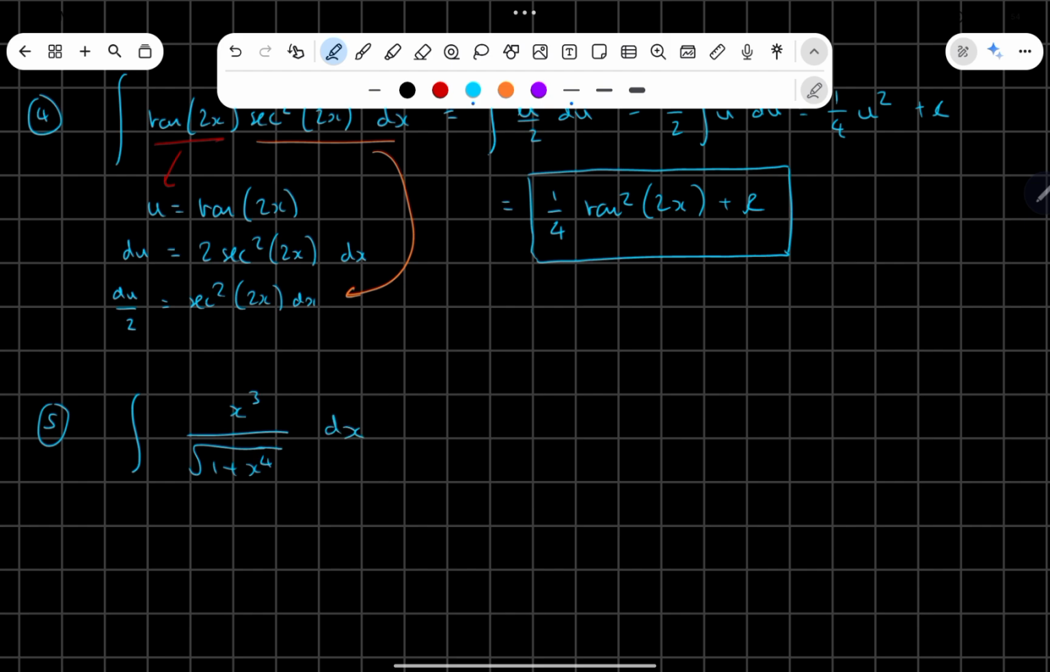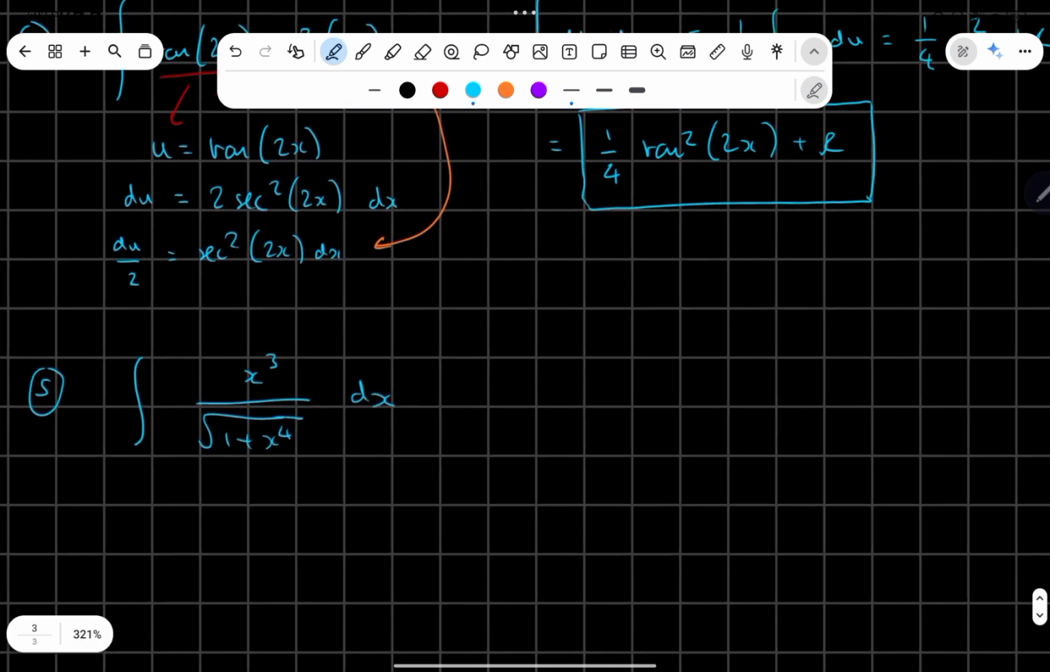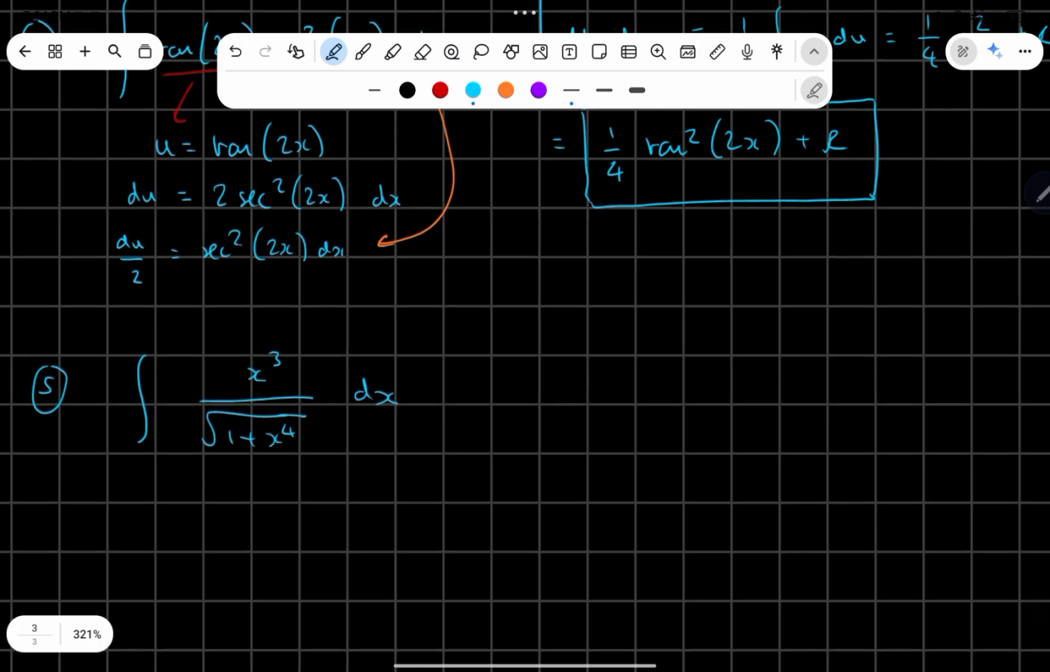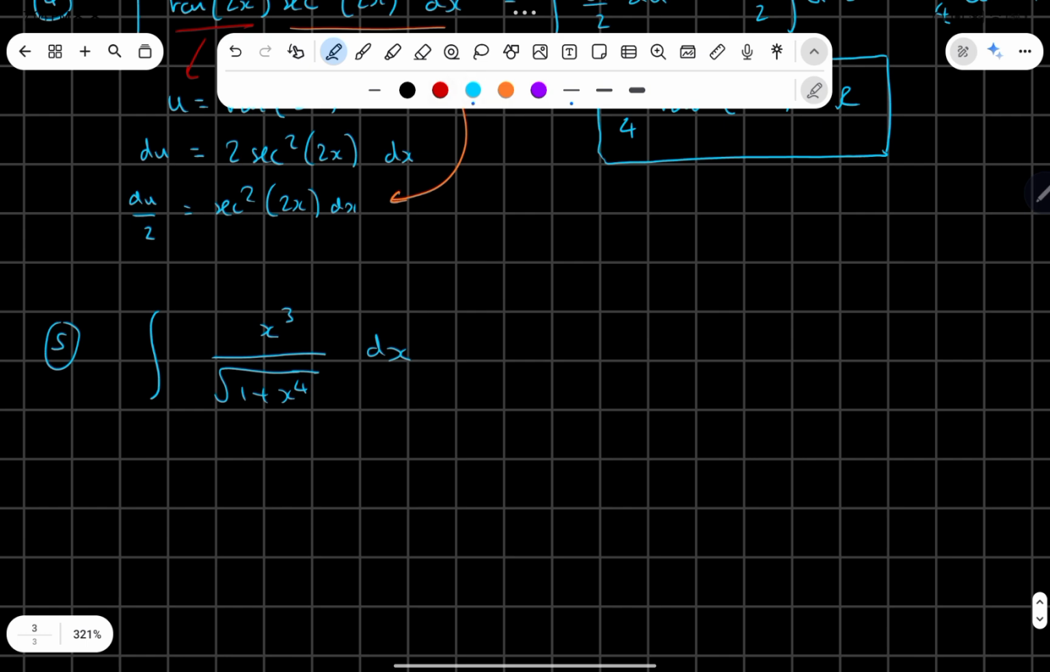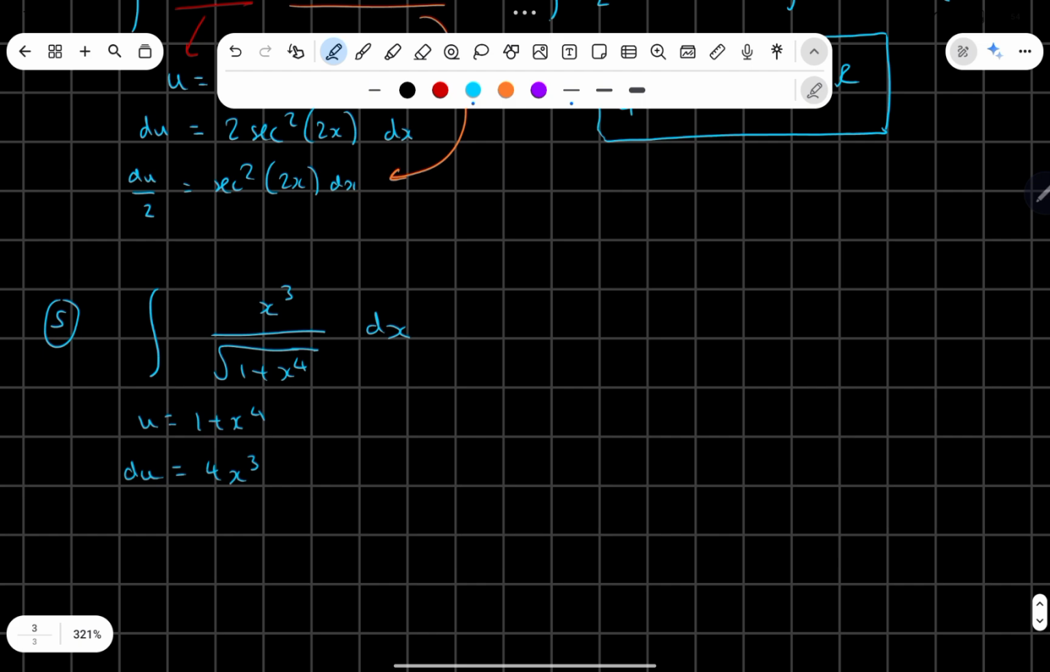Okay, so this is the integral. And again, we see that if we take the derivative of 1 plus x to the 4, we'll get something x to the 3. We'll get what? We'll get 4x to the 3. And we have an x to the 3 multiplied by dx up here. So let's set our u as 1 plus x to the 4. So du is equal to 4x to the 3. And I just want to make it x to the 3. So I'm just going to write du times 1 over 4 is equal to x to the 3.